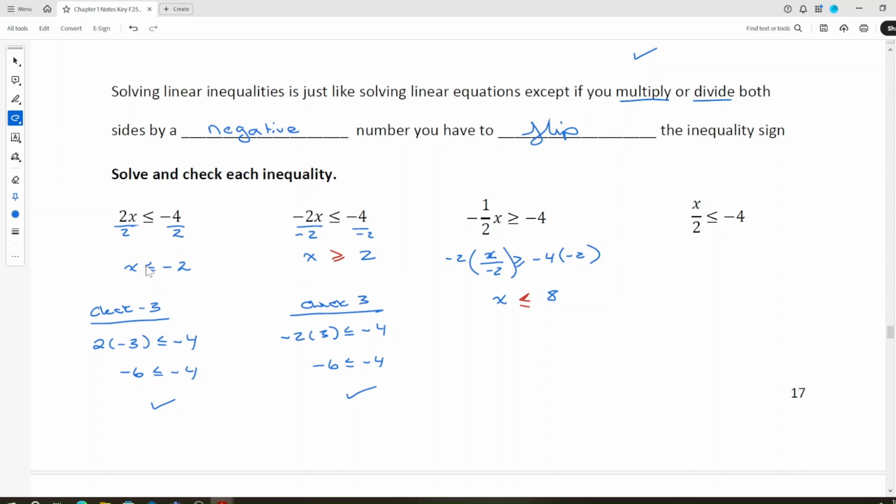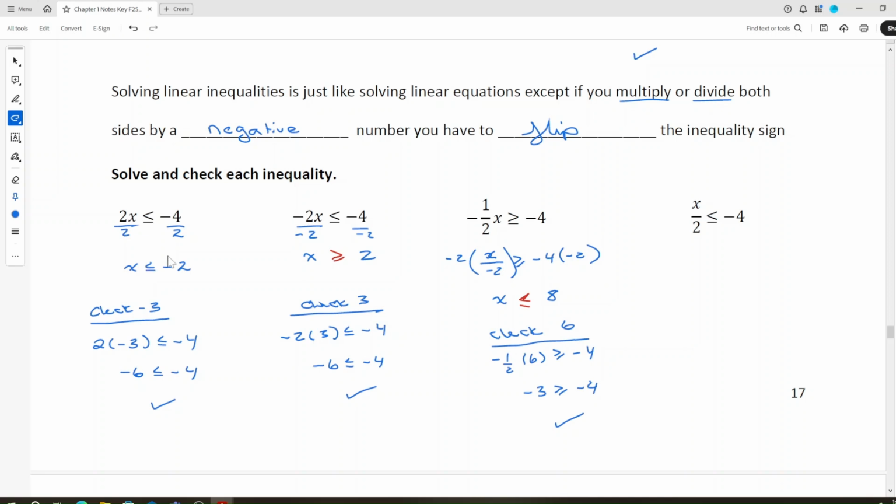Let's check that. So let's check something less than or equal to 8. Let's check 6. Negative a half times 6, is that greater than or equal to negative 4? Well, negative a half times 6 is the same as 6 divided by negative 2, which is negative 3. Negative 3 is greater than or equal to negative 4. It checked out because I flipped the inequality sign.